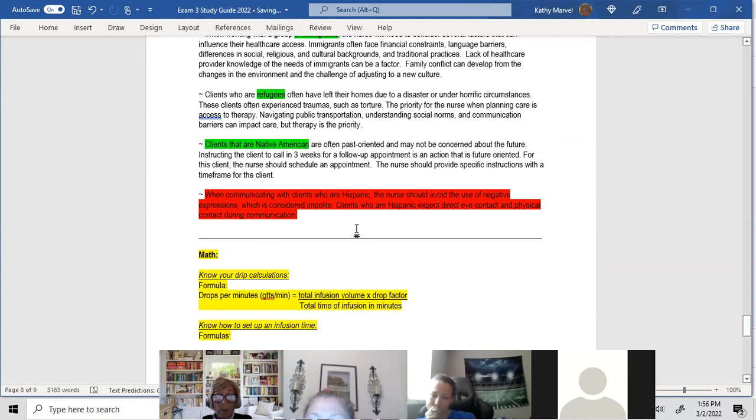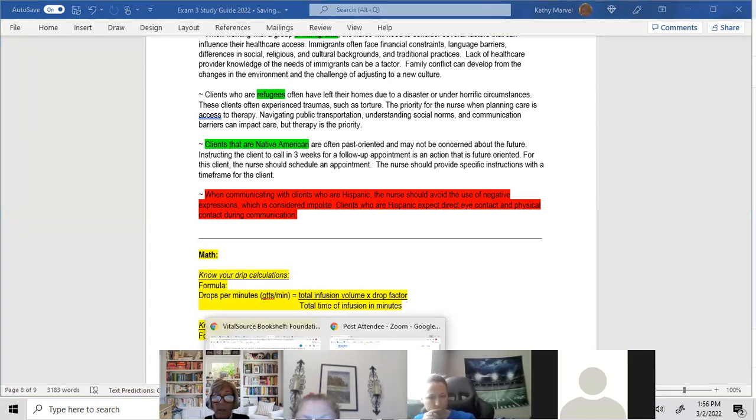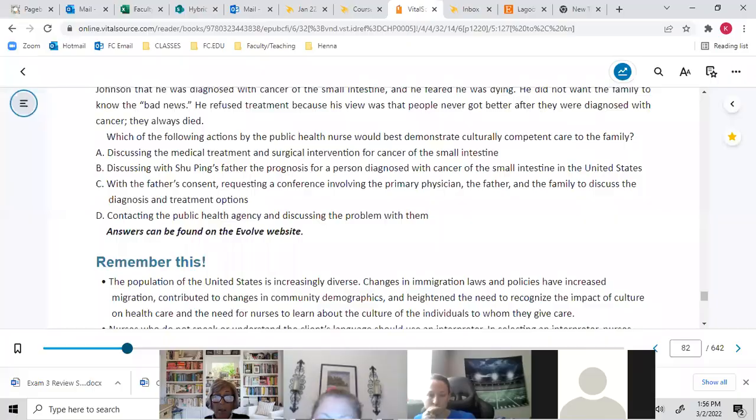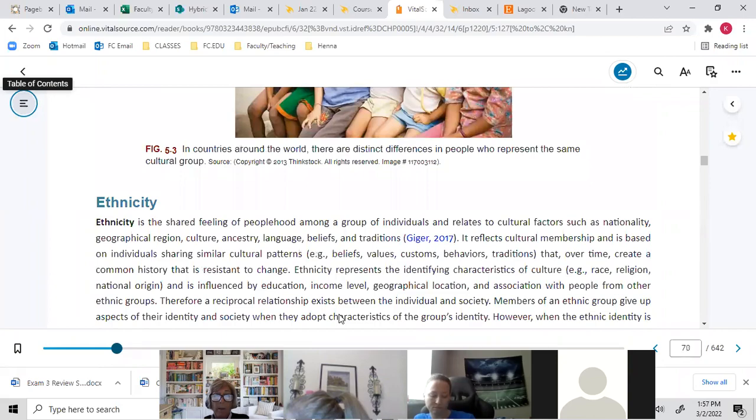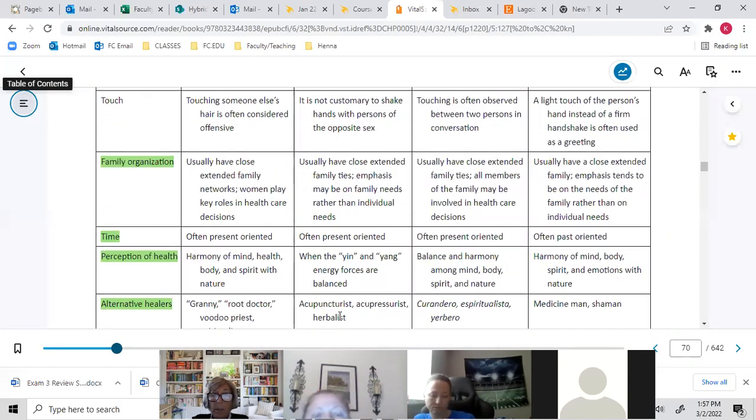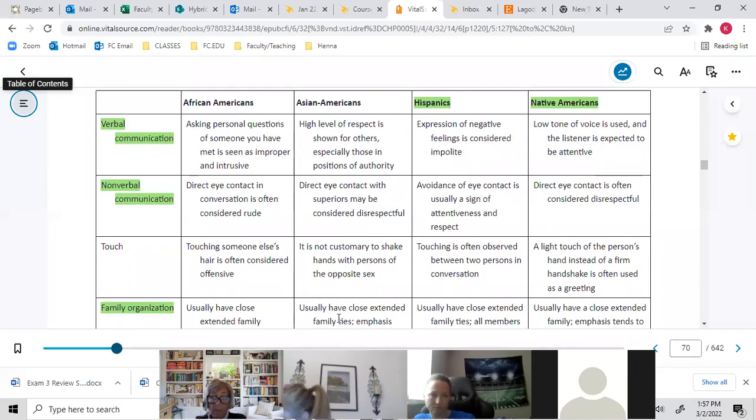I highlighted this in red because one of the students yesterday pointed out that this is inconsistent with what was in the book. When communicating, nurses should avoid using negative expressions. Clients who are Hispanic, direct eye contact. Hang on. Let's go back real quick. I need to find out because I need to make sure we, okay. So let's find out, let's see.